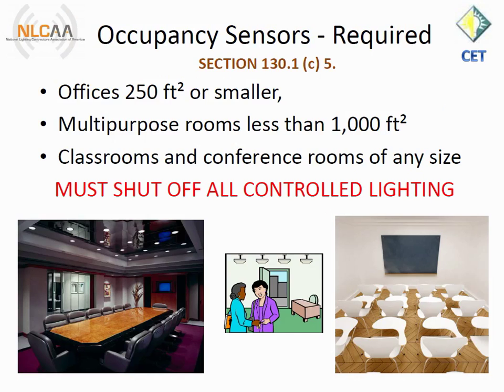If you are installing controlled receptacles under 130.5(d) of the current code, then offices under 250 square feet and conference rooms require the receptacles to be controlled by occupancy sensors. Okay, this is under the current code. This is changing for 2016. But if you're putting in those switch receptacles and you're in an office under 250 square feet or a conference room of any size, those must be on occupancy sensors. The rest of them can be on timers if you wish.